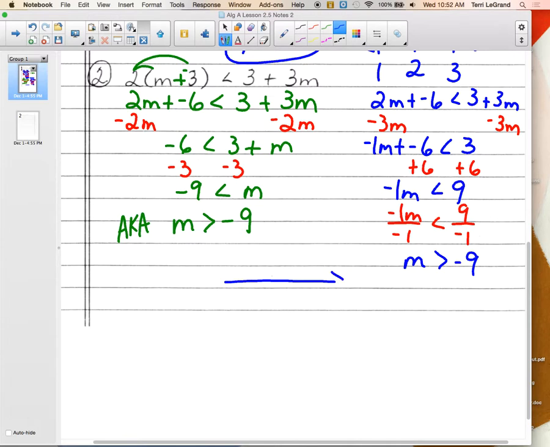And then, of course, it should be graphed. Integer neighbor to the left. -8 or -10? -10. Integer neighbor to the right. -8. Which way should this be shaded? To the right. Good thing I got you, Cody.